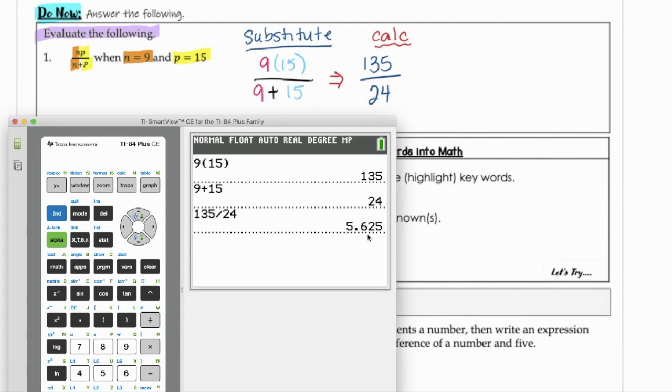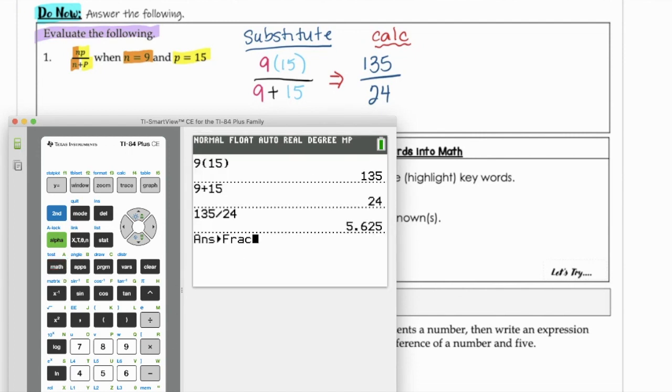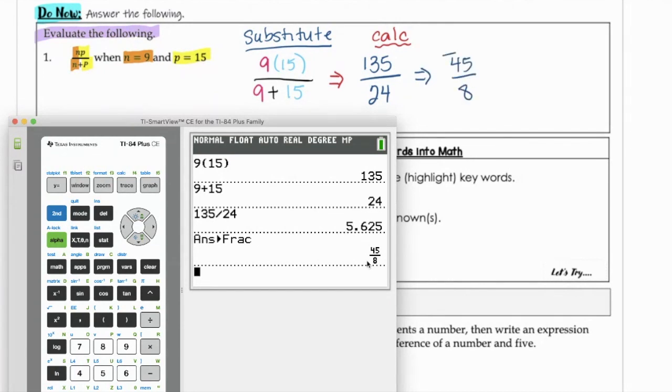What I want to do is I want to change it to a fraction. So I am going to press math right here, math, fraction, which is just enter, and then enter one last time. And that's going to simplify the answer for you in its most simplest form, 45 over 8. All right, so let's take a look at the next piece.